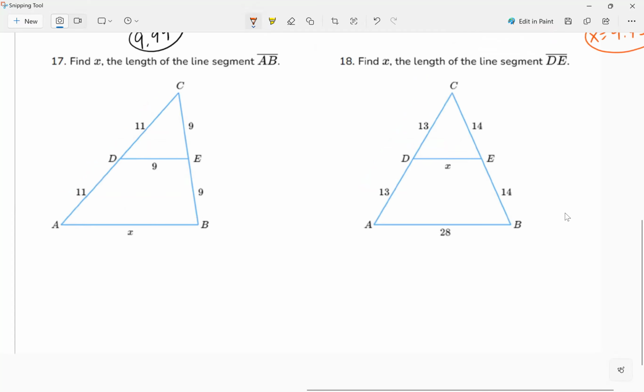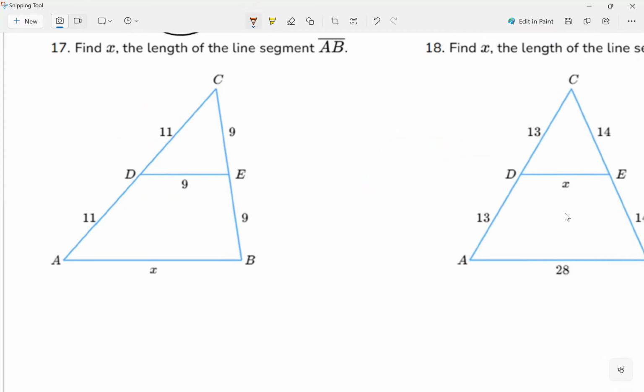When I create what we call a mid segment, I look at one side and cut it in the middle, so part of it is 11, part of it is 11. Then I look at another side and cut it in the middle, so one side is 9, the other side is 9. I connect my two middles with a segment. That's what we call the mid segment.